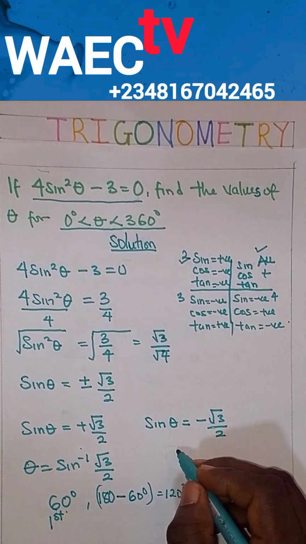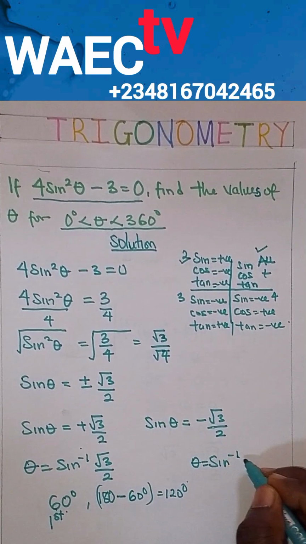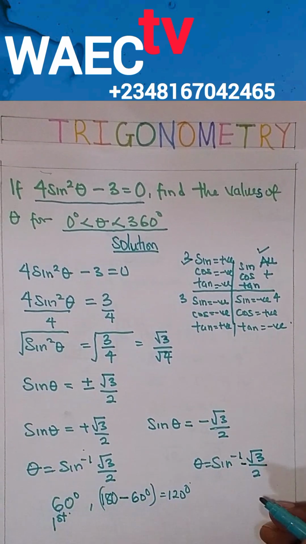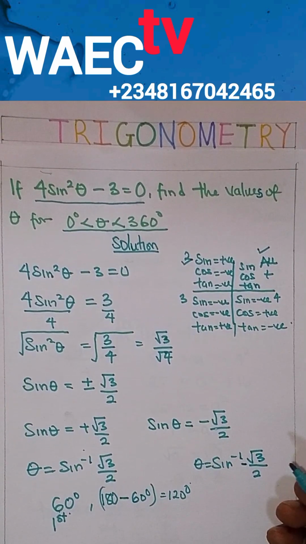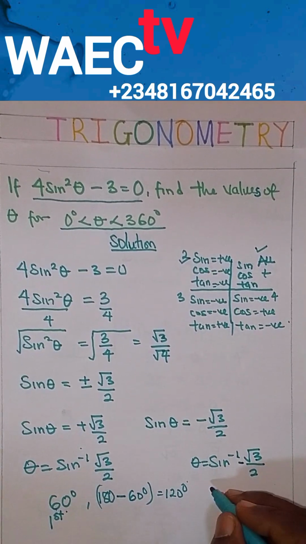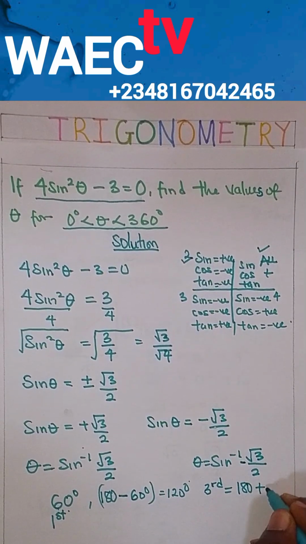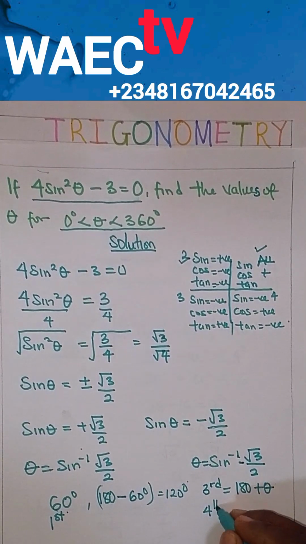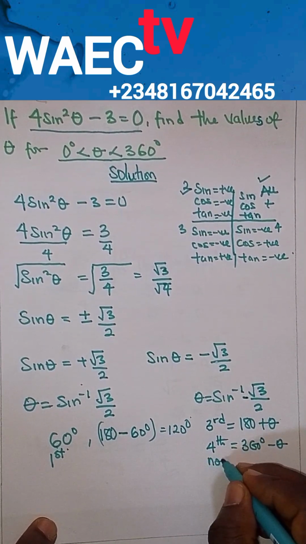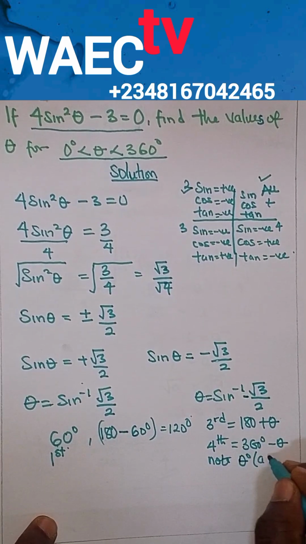Also, if we pick the value for the negative quadrants, our theta will be sine inverse of negative root 3 all over 2. I will always advise students when doing this part not to bother about typing the negative sign in the calculator, but they can simply use this approach. How do you get the angle in the third quadrant? Simply do 180 degrees plus theta, and for the angle in the fourth quadrant, simply do 360 degrees minus theta. Note, the theta we are talking of here is an acute angle.